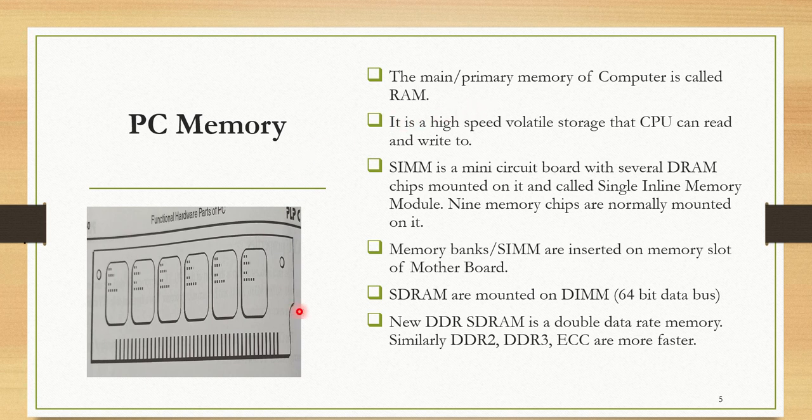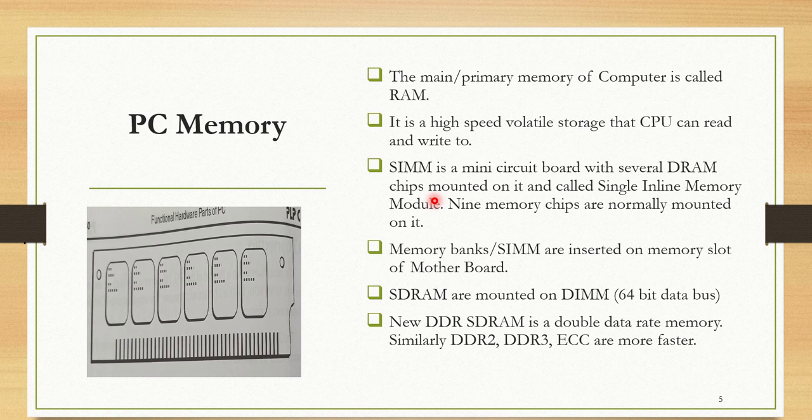You see, PC memory, there are two types of memories. One is primary memory, and the other is secondary memory. Now, RAM is a primary memory. RAM we call random access memory.